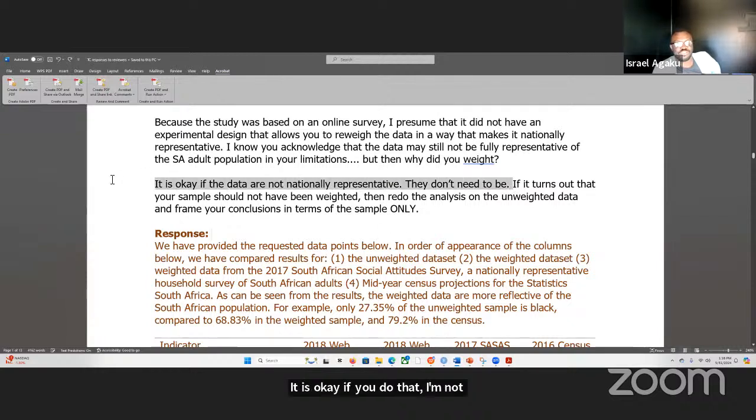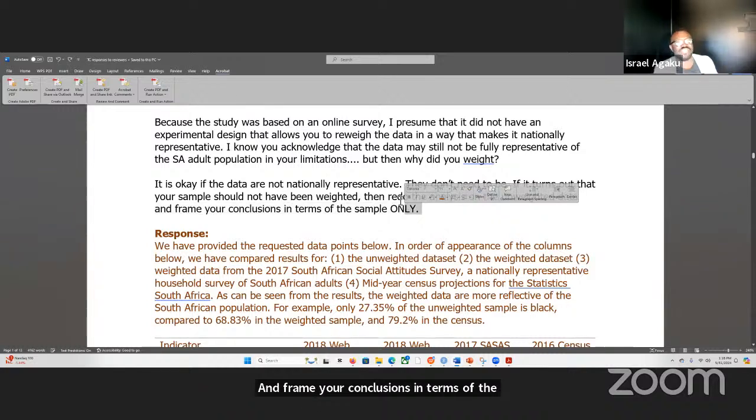This goes back to the issue of your intent. But again, our intent was to create generalizable knowledge. If it turns out that your sample should not have been weighted, then we do the analysis on the unweighted data and frame your conclusions in terms of the sample only. This is a very good point, right? You can't use unweighted analysis and still be talking about the nation overall.